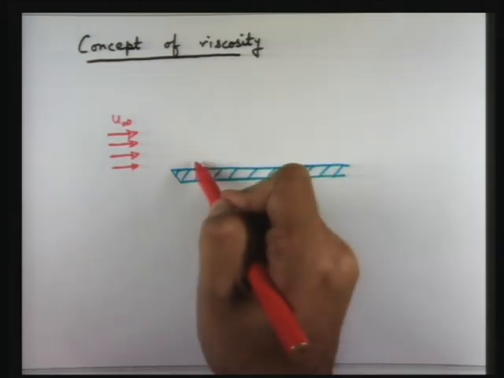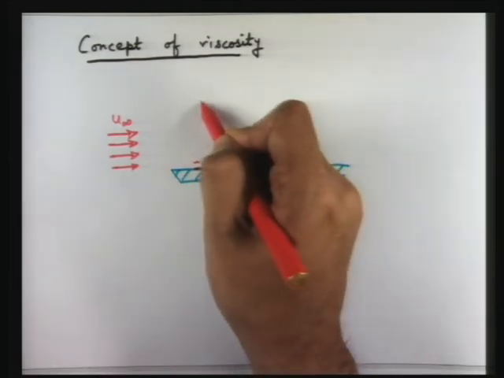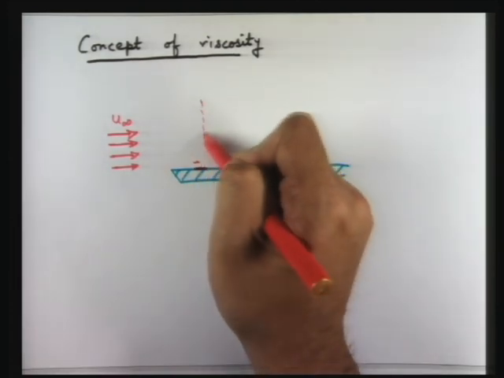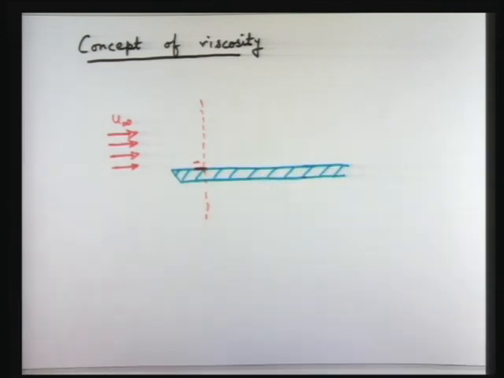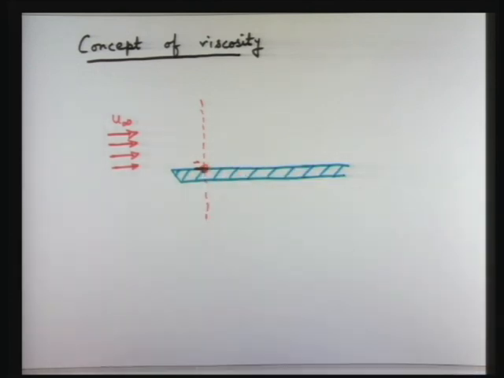Now, the second layer of fluid. Let us consider a second layer of fluid. So this fluid velocity is 0. Let us try to draw, consider a section and try to draw the velocity across this section. So velocity here is 0.